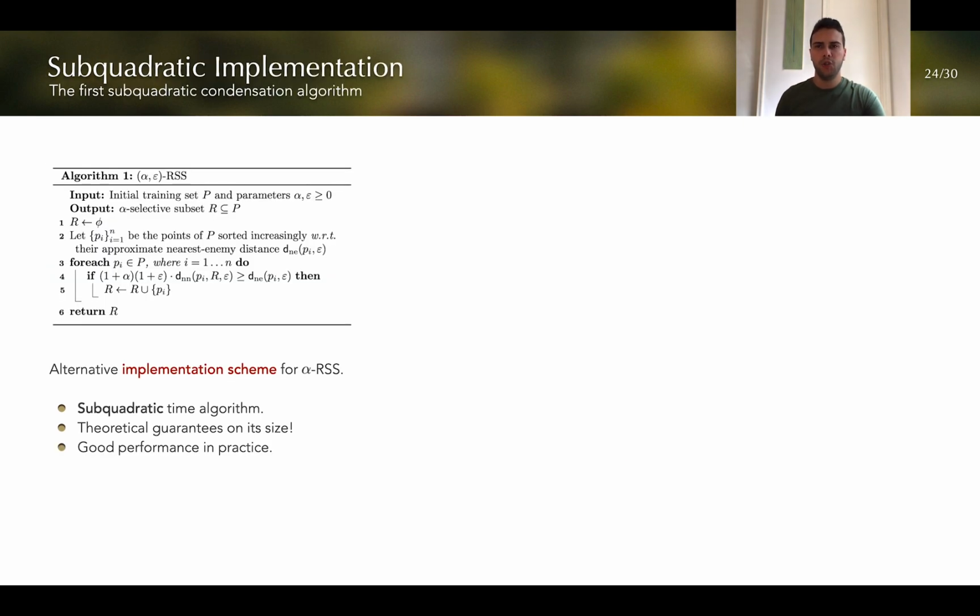Finally, we show an alternative implementation of RSS that runs in subquadratic time. And the idea is as follows. There are two main bottlenecks of the algorithm. The first one is computing the nearest enemy distances of every point in the training set. And for this, we're going to use approximation in order to speed up the computation.